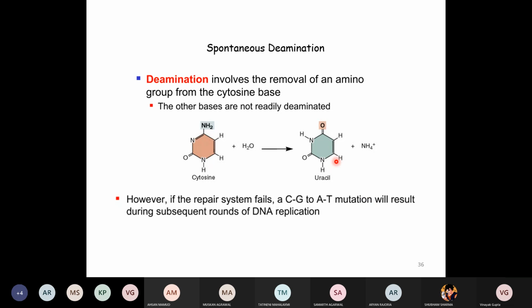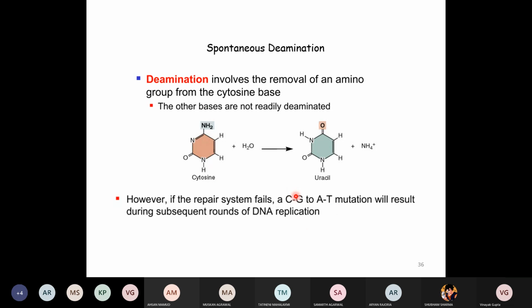A repair system is there. Dr. Deepa, the second faculty, will take care of the repair system, which can do the repairing. But if this repair system itself fails, then you are going to see this kind of transition, CG to AT or AT to CG. This will be the ultimate outcome following rounds of DNA replication.